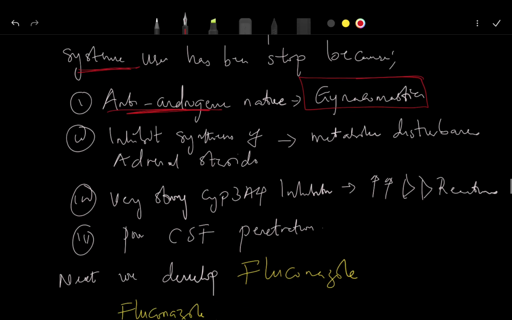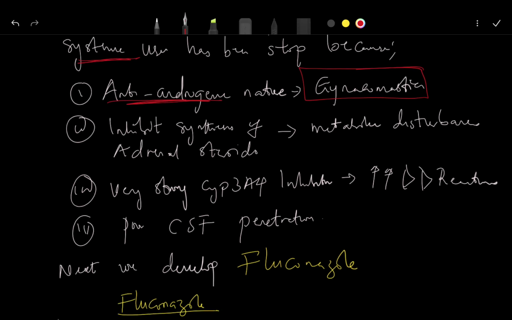Then it also inhibits the synthesis of steroid hormones, that is, adrenal steroid hormones. If those hormones are inhibited, it will lead to a lot of metabolic disturbances, both in glucose and other metabolites. Even regulation of blood pressure will be affected because your aldosterone will not be synthesized properly. So it inhibits the synthesis of adrenal steroids.